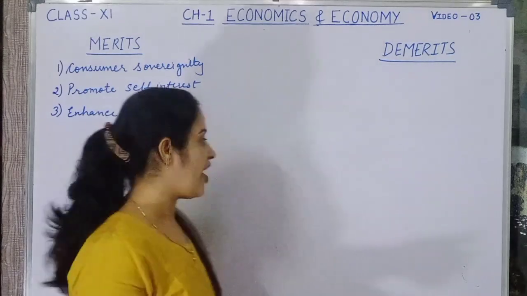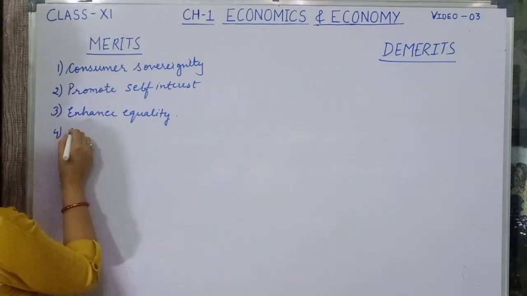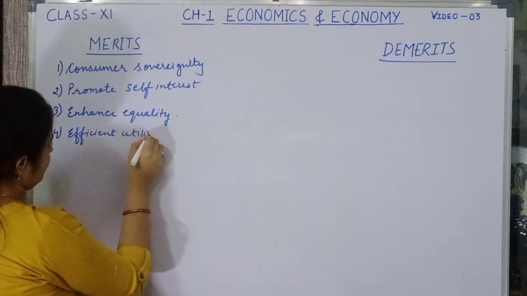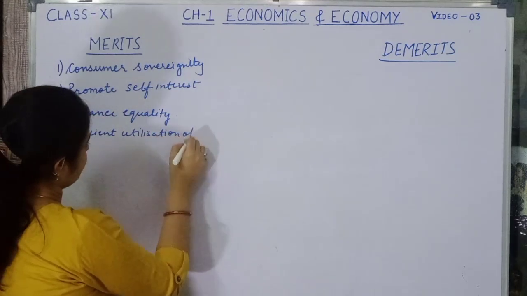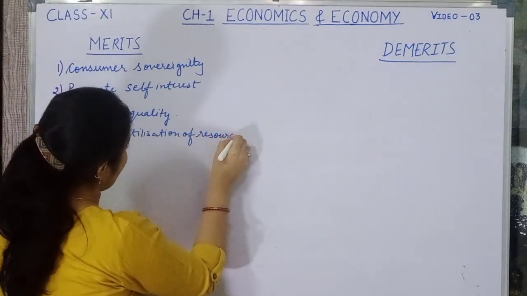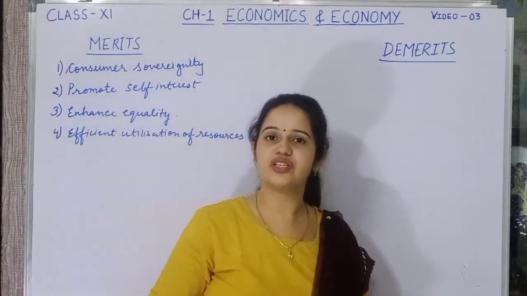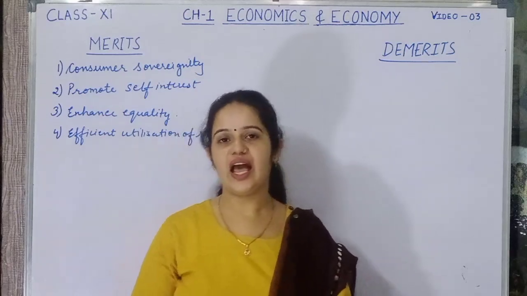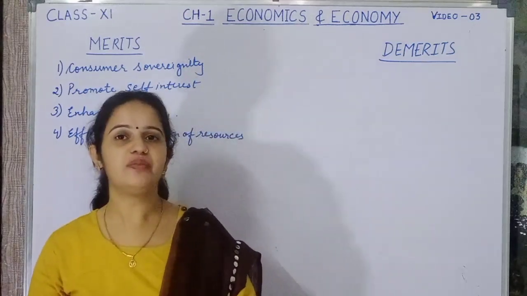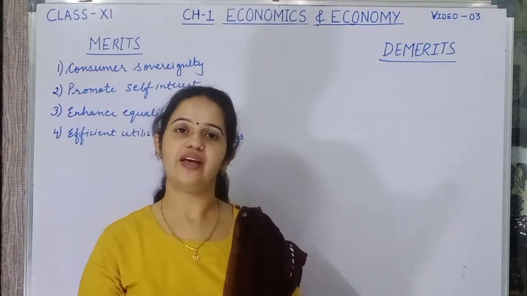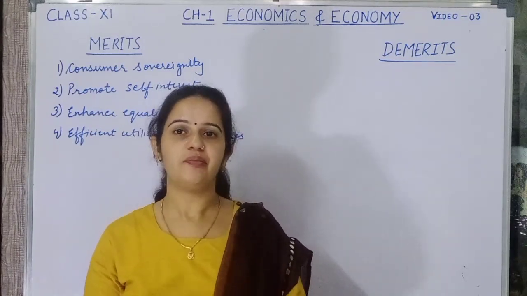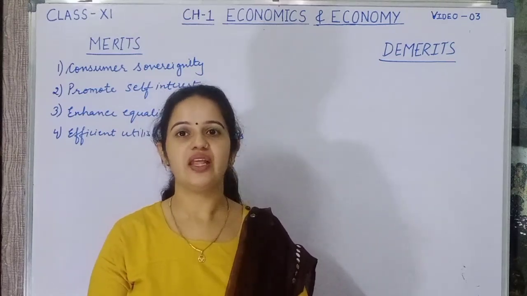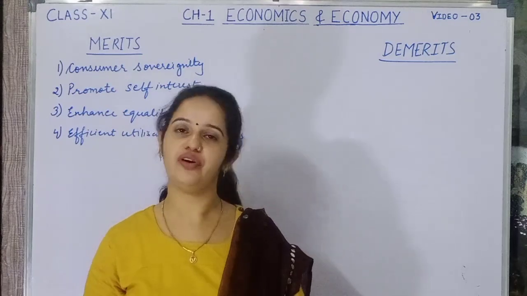Fourth point is efficient utilization of resources. In the mixed economy, resources are managed and used by both the sectors, private as well as public. Due to the presence of competition between private and public sector, the presence of individual freedom and the dual price mechanism lead to efficient utilization of resources.